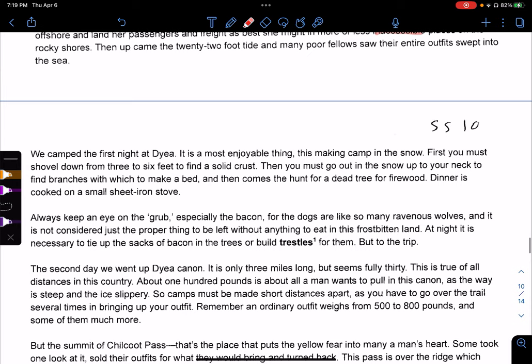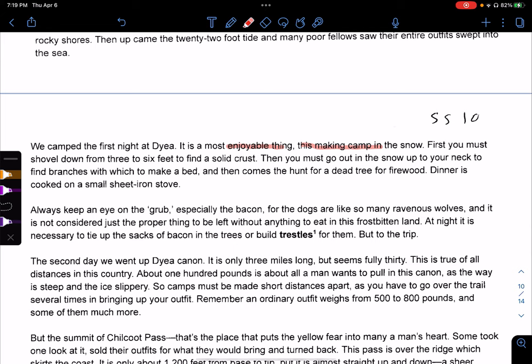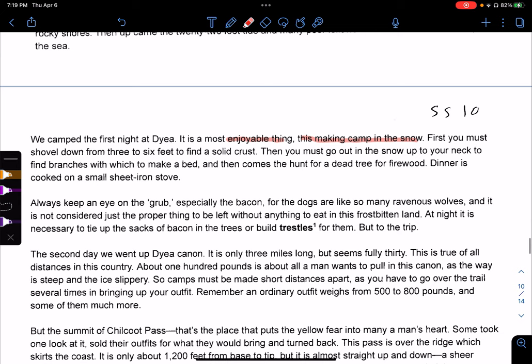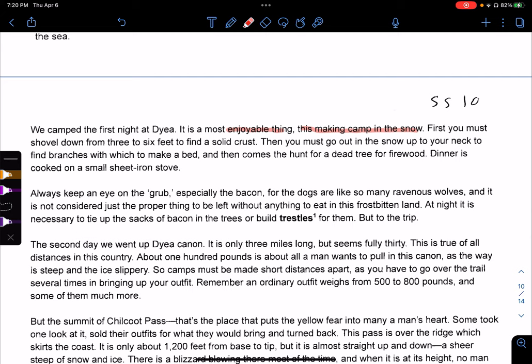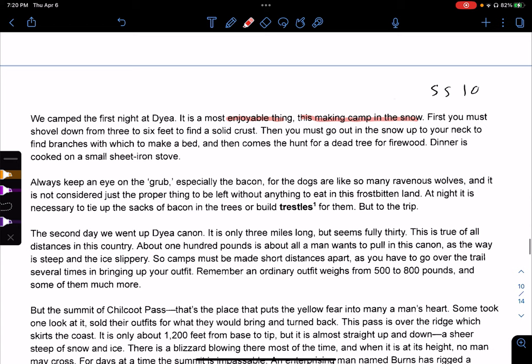It is a most enjoyable thing, this making camp in the snow. I don't know if he's being sarcastic. First, you must shovel down 3 to 6 feet to find a solid crust. So he's being sarcastic. So you have to shovel the snow out. Then you must go out in the snow up to your neck to find branches with which to make a bed. And then comes the hunt for a dead tree for firewood. Dinner is cooked in a small sheet iron stove. So he's being sarcastic. It's obviously not enjoyable.